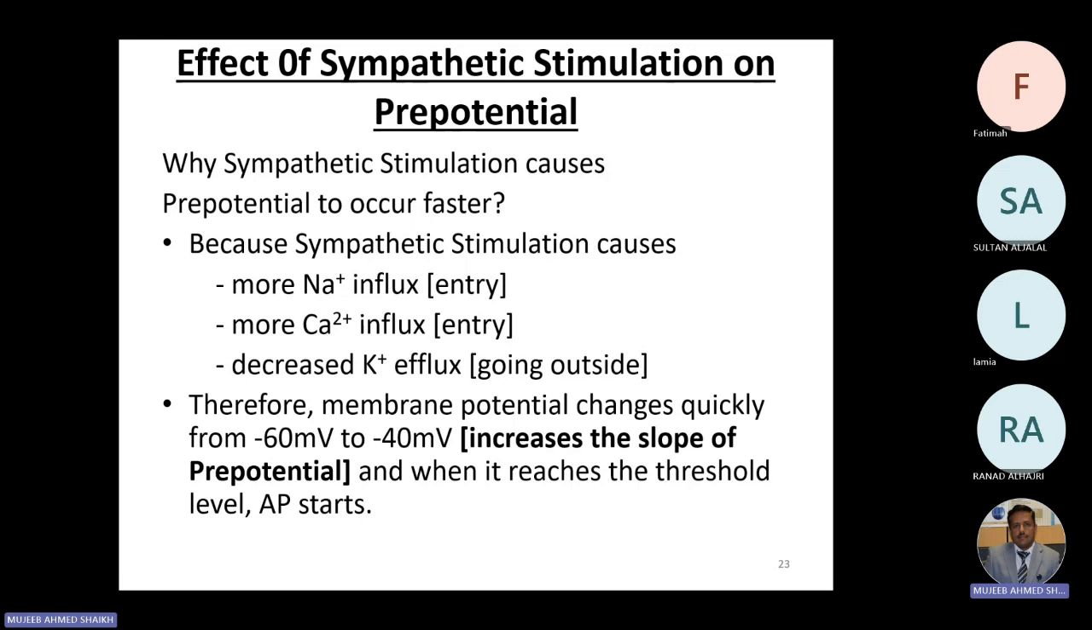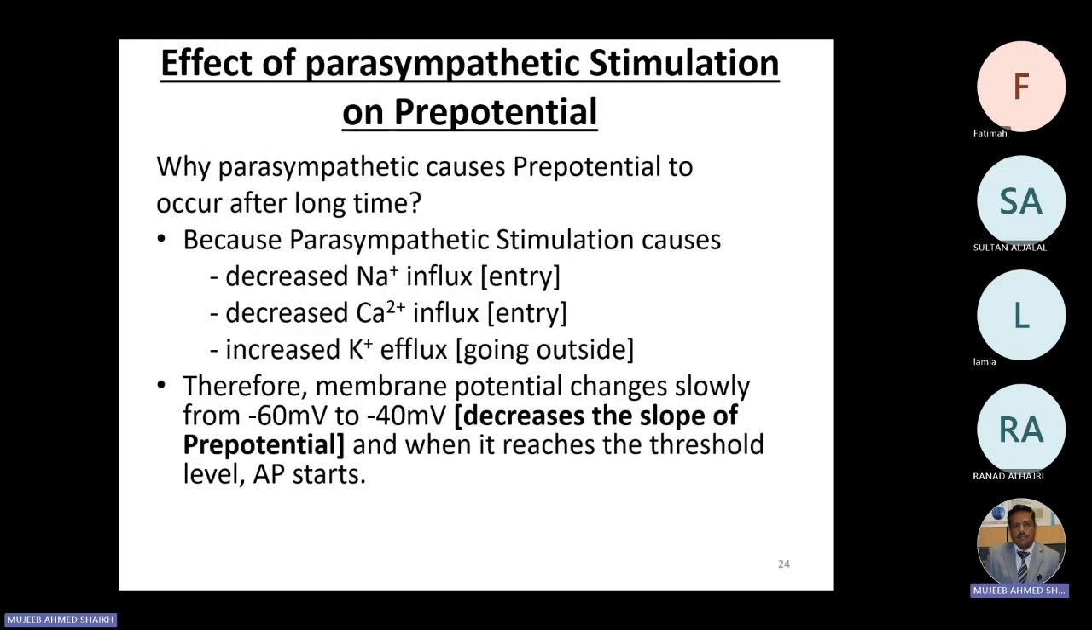If you go in deep, why is the heart rate faster during sympathetic stimulation? Because there is more influx of sodium, more influx of calcium, and less efflux, or outgoing, of potassium because of the sympathetic stimulation. Similarly, parasympathetic stimulation leads to decreased sodium influx, decreased calcium influx, and increased potassium efflux. That's why it will become slower and take longer. This is for parasympathetic.